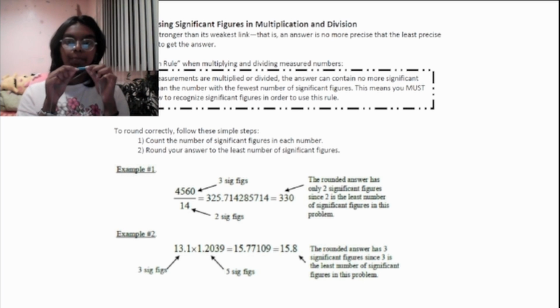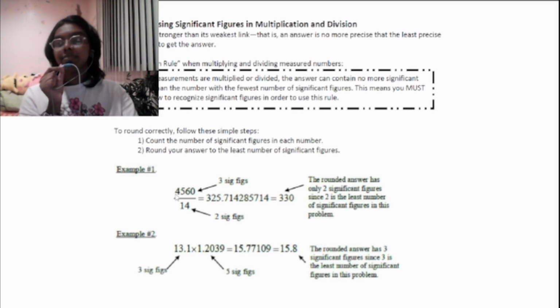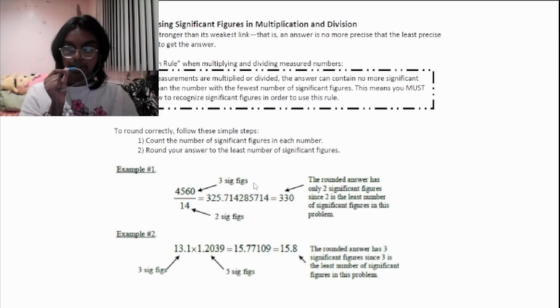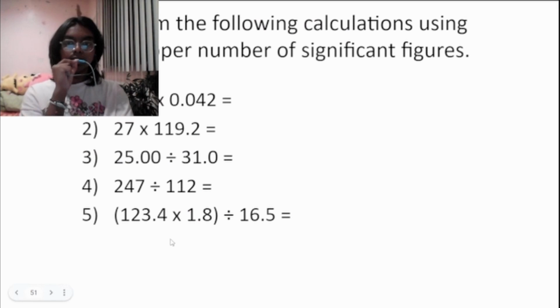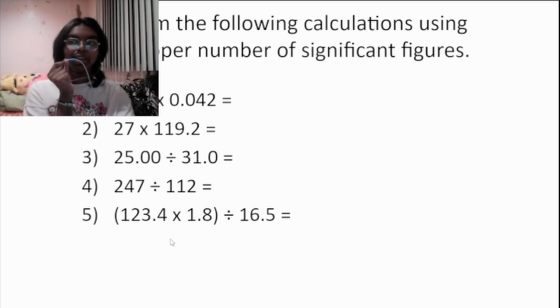So in example 1, 4,560 divided by 14. 4,560 has 3 significant figures, 14 has 2. So when you come up with your answer, you're going to round to 2 significant figures. And you're going to do the same thing with multiplication. 13.1 has 3 significant figures, multiplied by 1.2039 has 5. Then you multiply them, and then you round to 3 significant figures, because that's what the smallest one has. So, pause the video and do these.